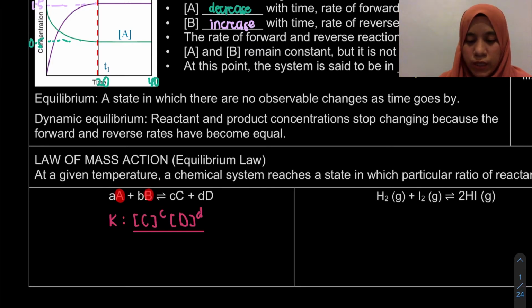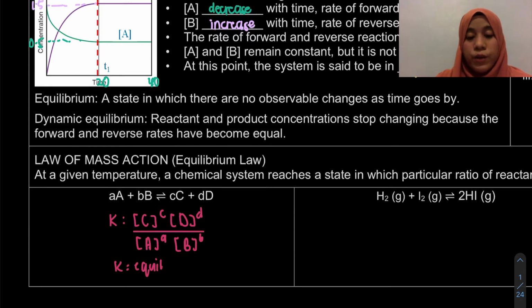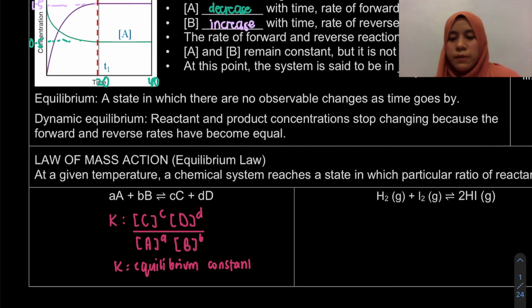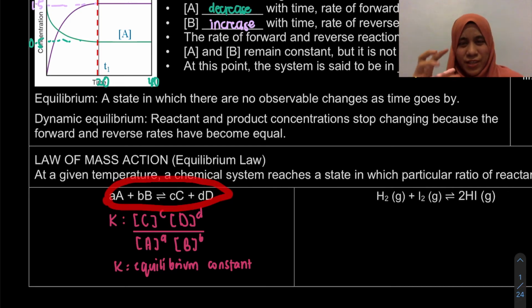So, same thing. Our species is A, small a is the coefficient, and then there is one more, B to the power of b. Okay, so K is actually our equilibrium constant. And this, we will calculate in 6.2, how to calculate all that we will look at. Okay, so this is for a general equation. So let's look at a specific equation.